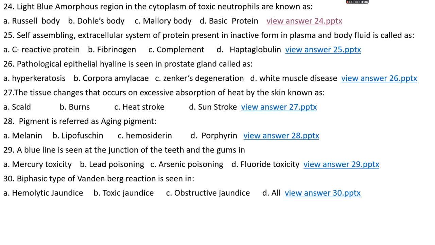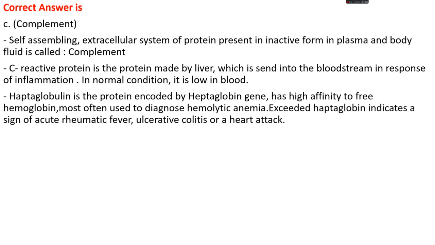Self-assembling extracellular system of a protein which is present in inactive form in plasma and body fluid is called as: option A, C-reactive protein; option B, fibrinogen; option C, complement; option D, haptoglobulin. The right answer is option C, that is complement.